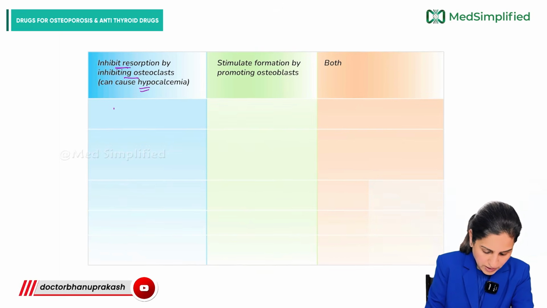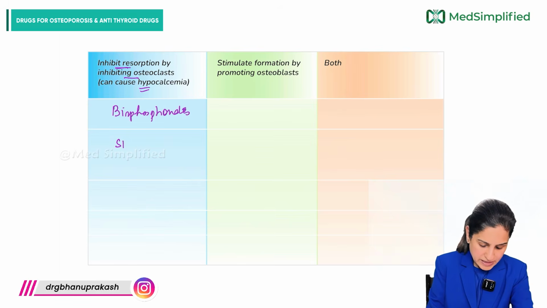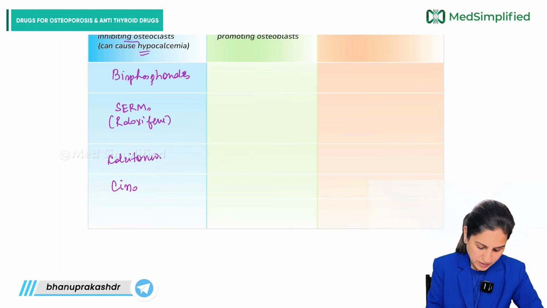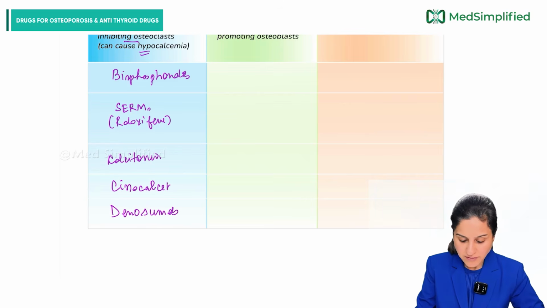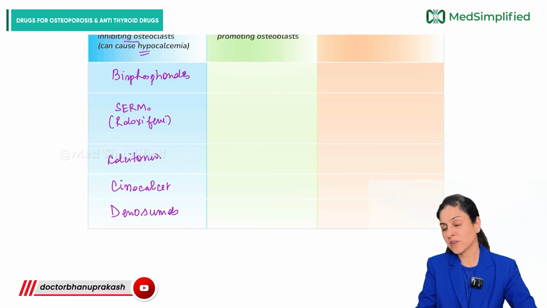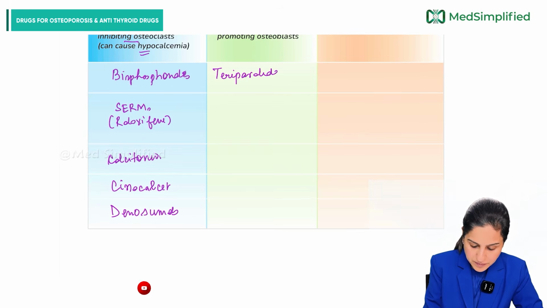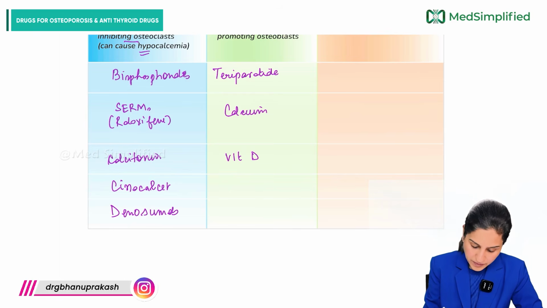The first most important drug is the bisphosphonates. Then we have selective estrogen receptor modulators like raloxifene. Then we have calcitonin, then INI-CET, and a monoclonal antibody, denosumab. Then we have the anabolic drugs, which are going to stimulate the formation of bone by promoting the osteoblast. A very important drug here is teriparatide. Then we have calcium, vitamin D, and fluorides.